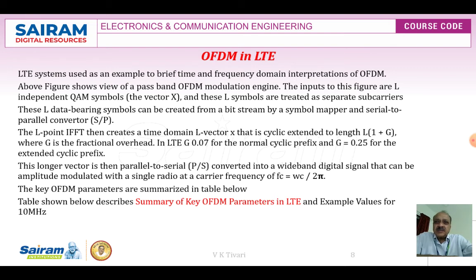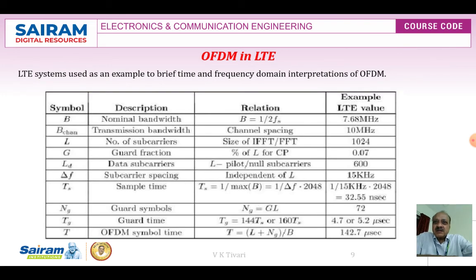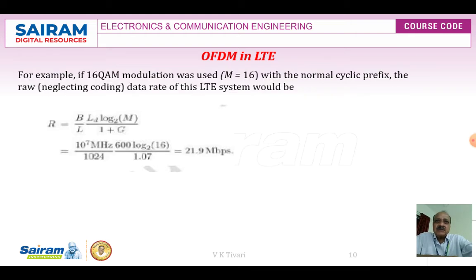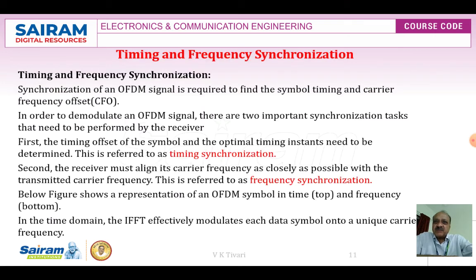This is the same as what we have discussed. The table shown below is a summary of the key OFDM parameters for LTE. It defines the relations and the LTE values of the OFDM. The data rate R is given by the formula and comes to 21.9 megabits per second, generally in 16 QAM with the normal cyclic prefix.